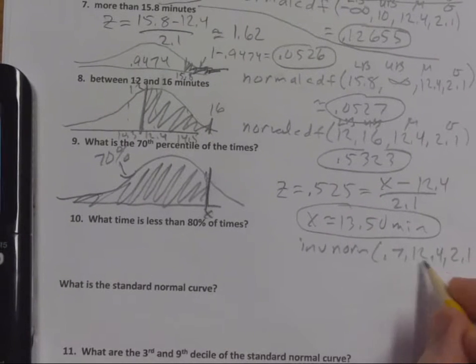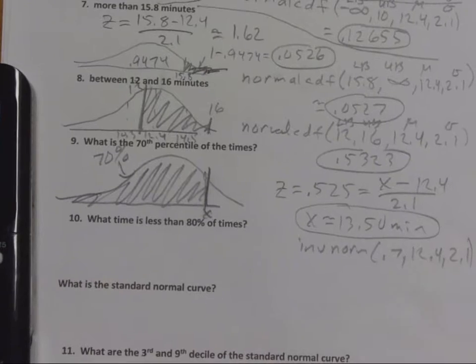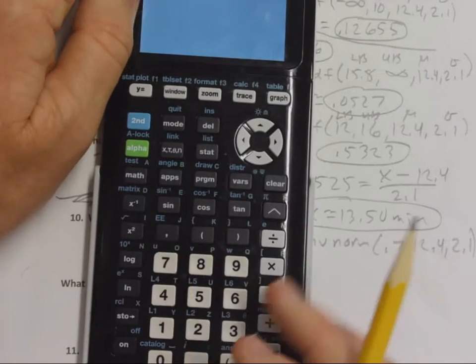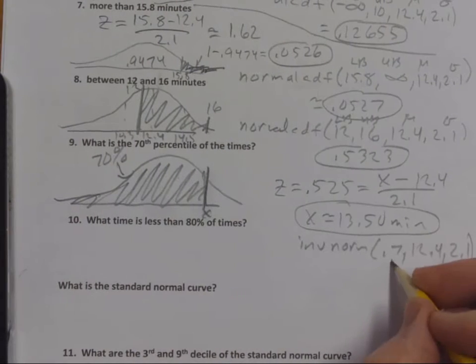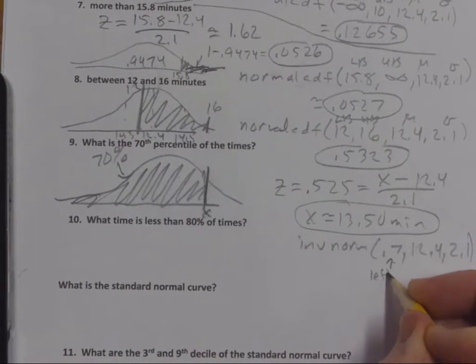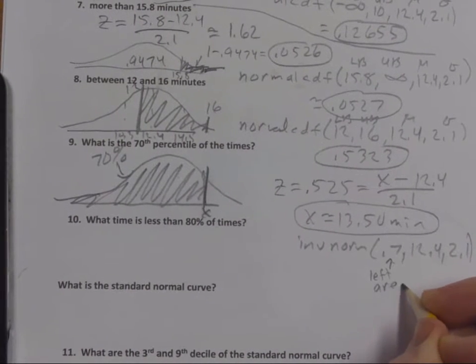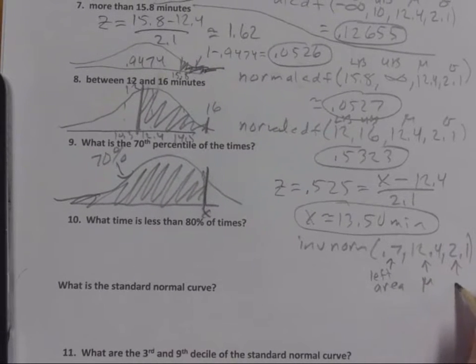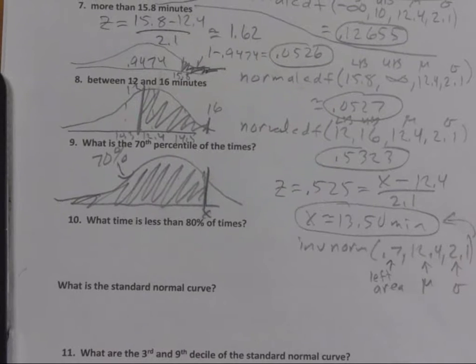Now, in some calculators, you would have to enter it like that. And the comma is right above the 7 button, by the way, if you would enter that. And so you would label this as left area, and label this as mu, and label that as sigma, and then you would get that answer.